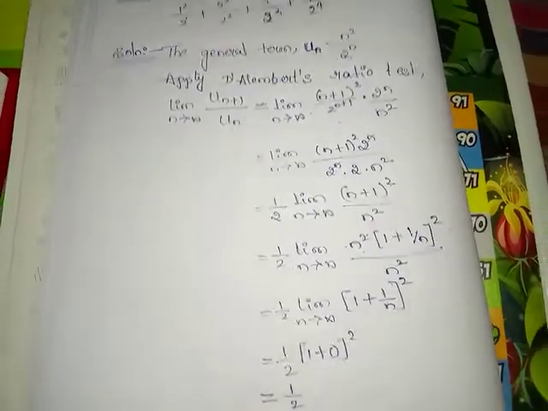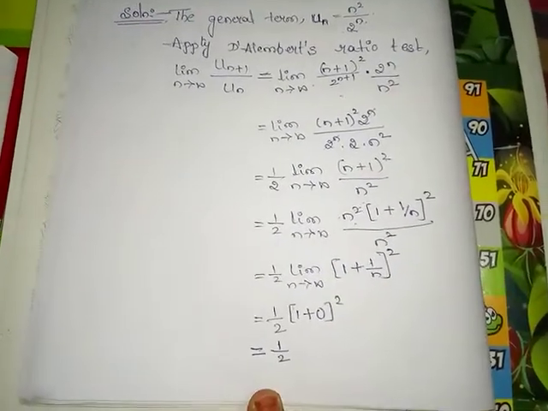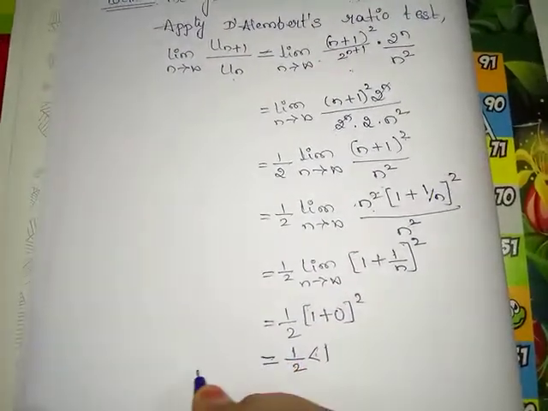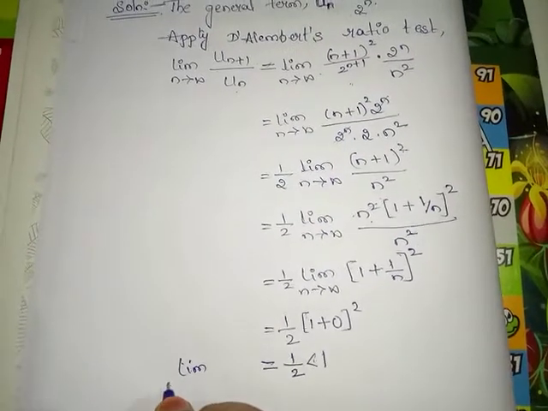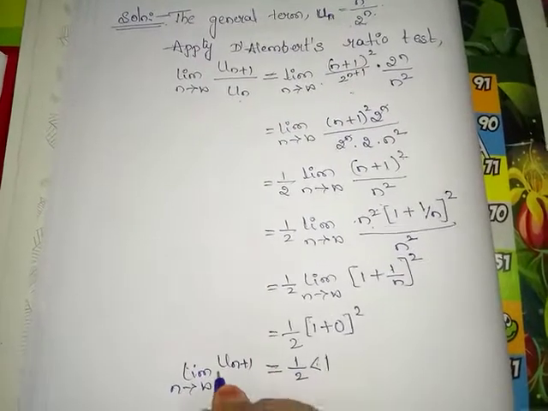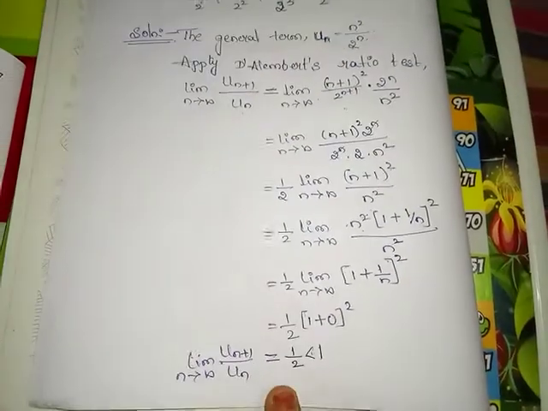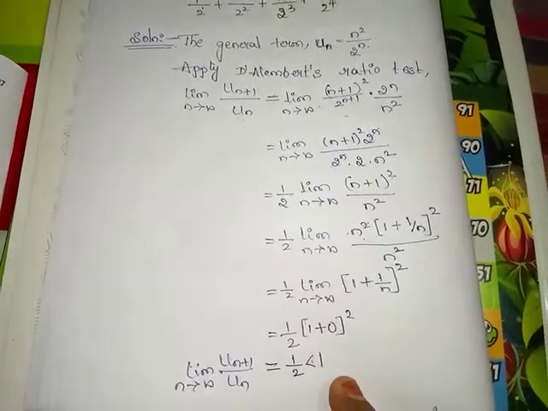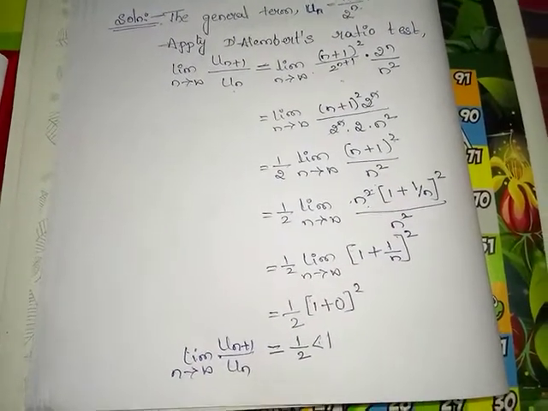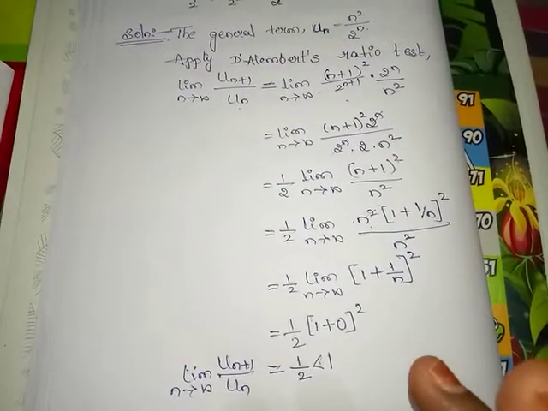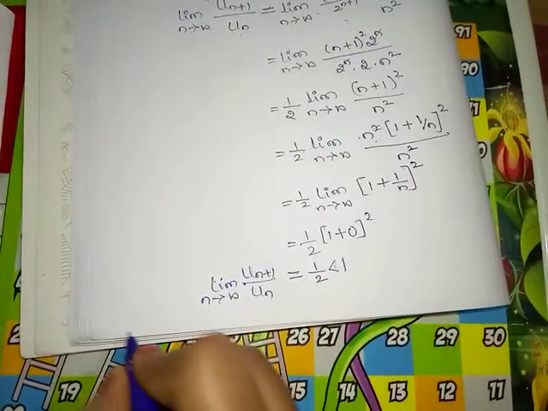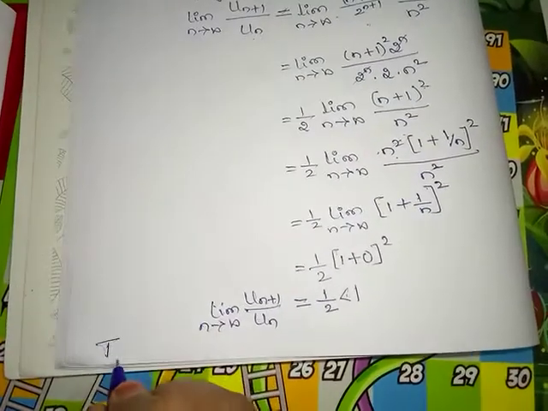1 into 1 by 2 is again a 1 by 2. See, this 1 by 2 is what? Less than 1. Limit n tends to infinity u(n+1) divided by u(n) is equal to 1 by 2, which is less than 1. We know that if our limiting value is less than 1, then according to D'Alembert's ratio test, this given series is convergent. We will write the conclusion here.